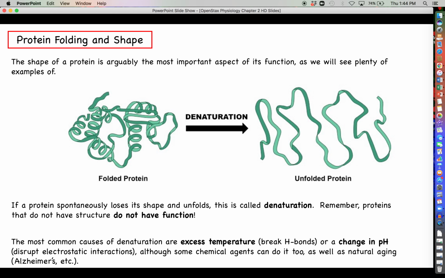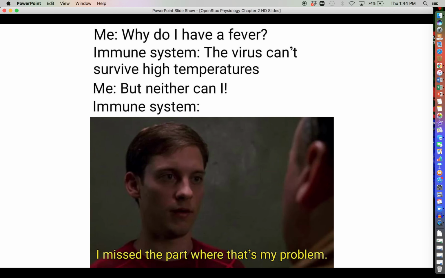In addition, chemical agents, drugs, as well as the natural aging process for diseases like Alzheimer's disease, can cause proteins to unfold and denature as well, but we won't worry about that too much in this regard. As far as you're concerned, temperature and pH changes are the major ways in which denaturation can occur.